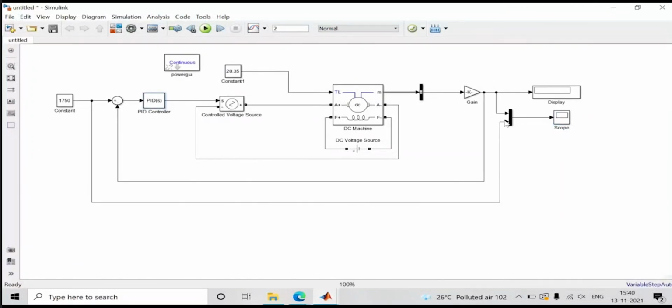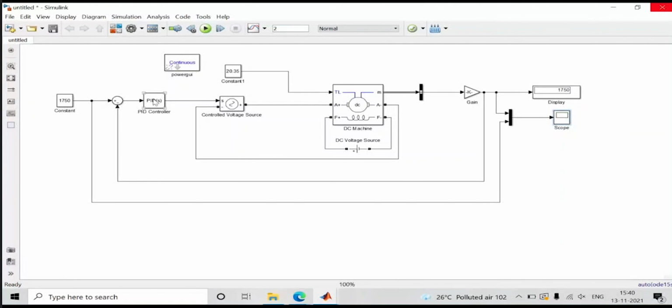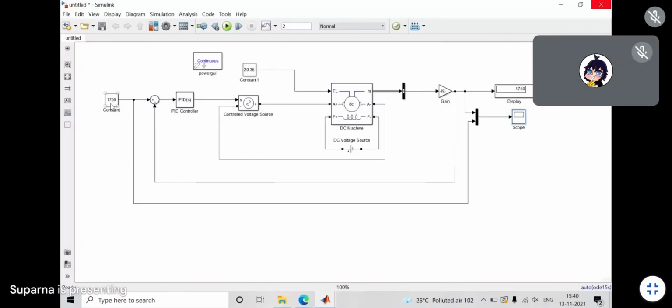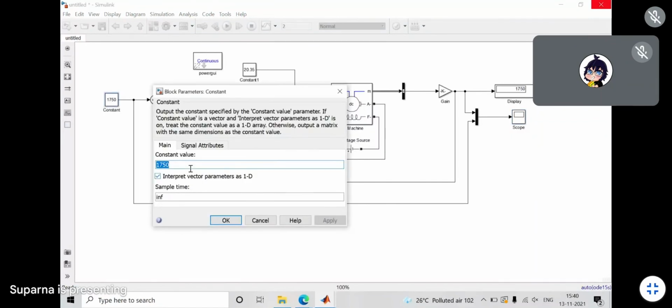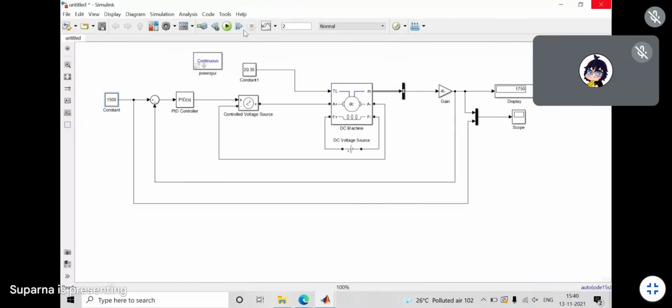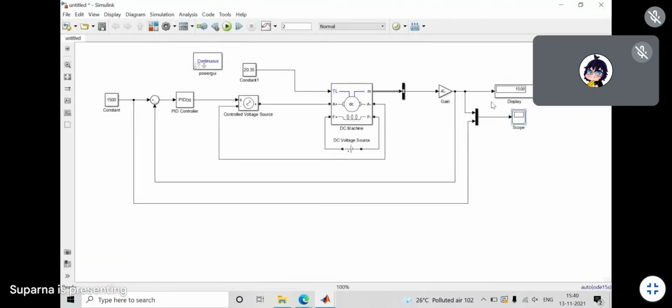After tuning, you can check one more thing, whether it follows the reference value or not. The reference value you have given is 1750 rpm; you can change that too. Give some different value, suppose 1500 rpm, then run again and check whether you are getting the same value or not. Same is coming, 1500. Yes, ma'am.